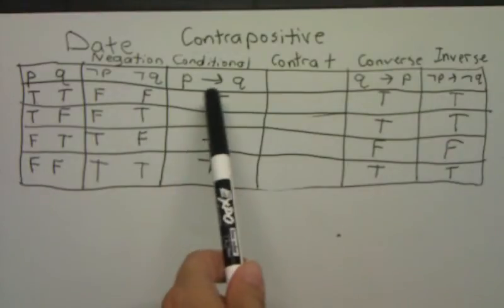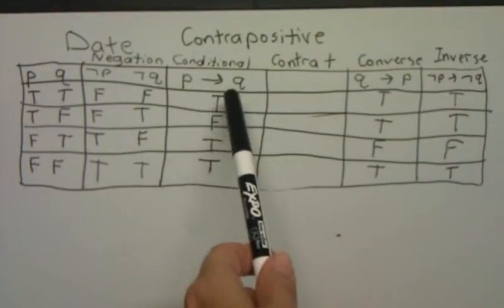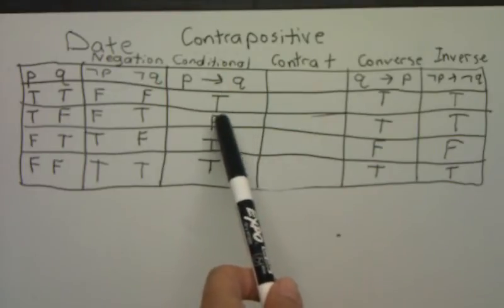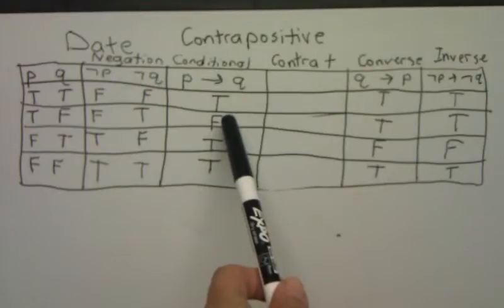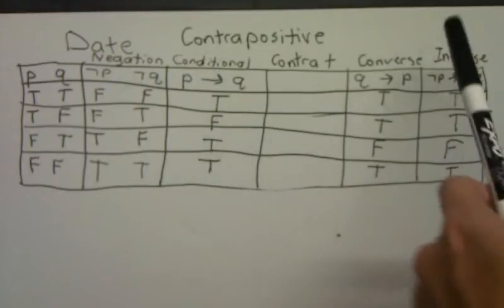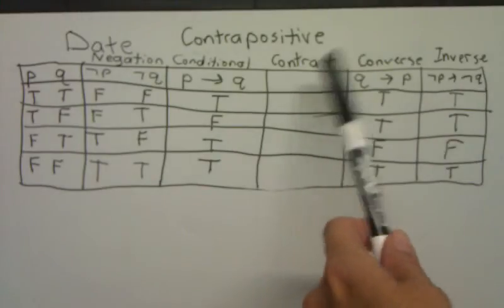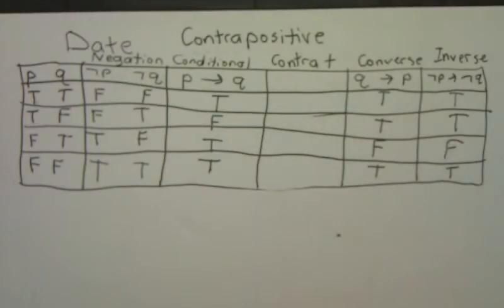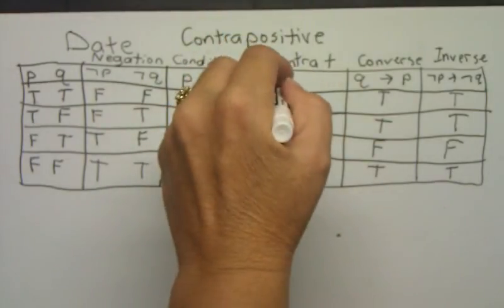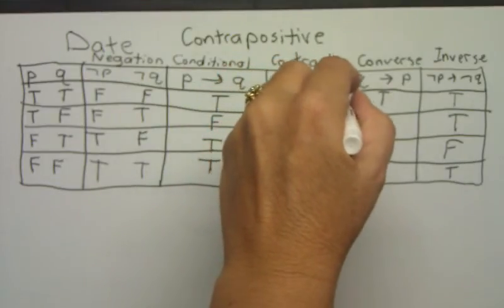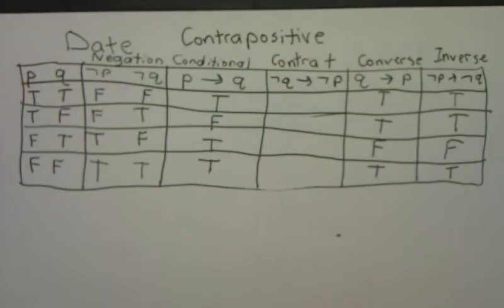When if P then Q is a conditional, a new conditional can be formed by interchanging the hypothesis and the conclusion and negating both of them. So inverse, we negated them. Now we're not only going to negate them, we're going to switch them. So this is going to say, if not Q, then not P. This is called the contrapositive of the conditional.